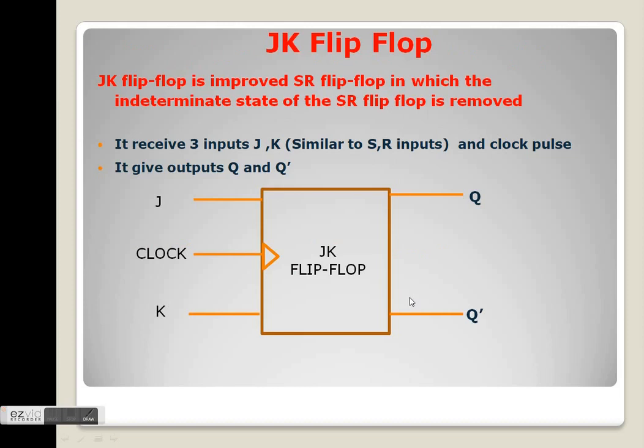Okay, students, let's now understand JK flip-flop. JK flip-flop is an improved SR flip-flop. In this case, we have removed the problem of indeterminate state of SR flip-flop. The JK flip-flop receives three inputs. One is represented by J, one is represented by K, and the third input is clock input. Okay, and it gives two outputs, Q and Q dash.